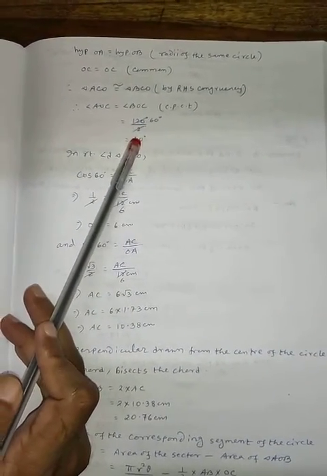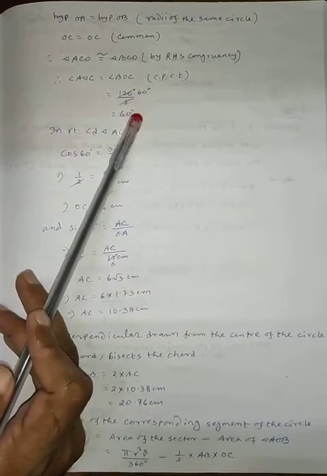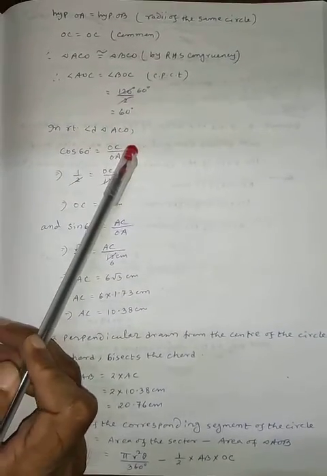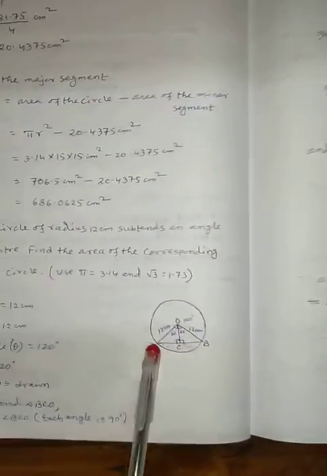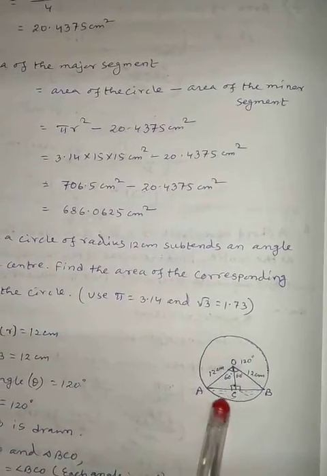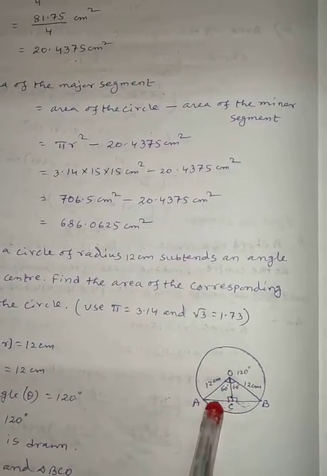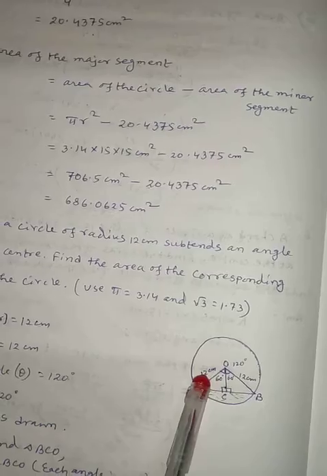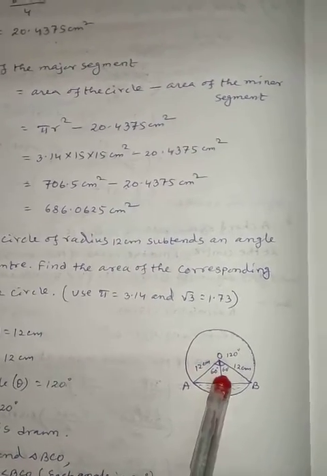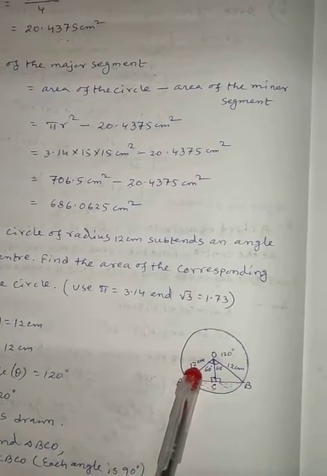So each measurement is coming 60 degree. Now, in right angle triangle ACO, look at the figure again. In right angle triangle ACO, this angle is 60. 60 opposite is perpendicular, then base, hypotenuse. So first I'll go for base by hypotenuse, which is cos.